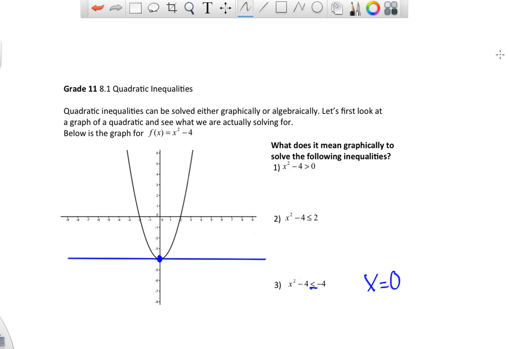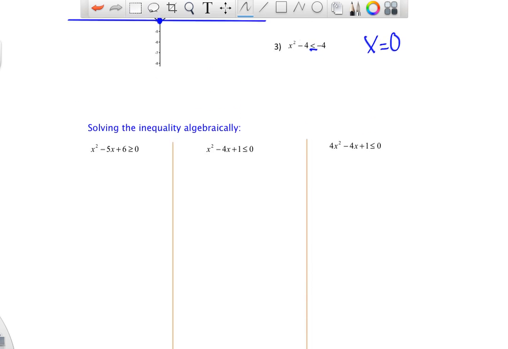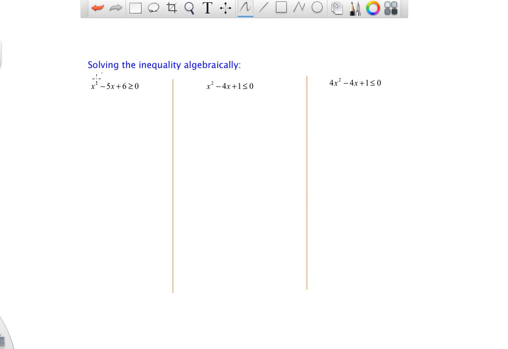Okay? So that's graphically. We don't really do this, but I want you to keep in mind this sort of picture because it helps when you solve algebraically. And I'll show you that over here. Okay, so x squared minus 5x plus 6 greater than or equal to 0.